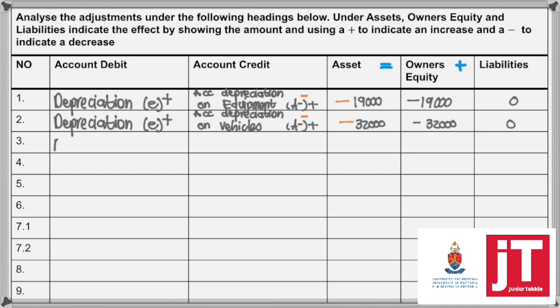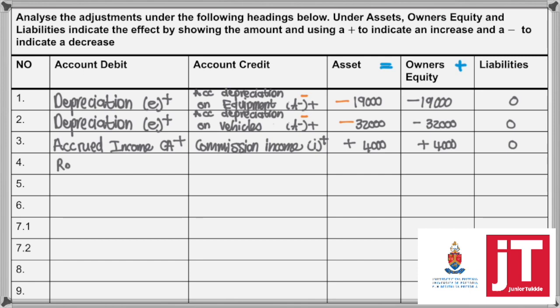Number 3 is accrued income for commission income that is still owed to us. So we debit accrued income, an asset, money that has to come into the business, and I have to record the income for the current financial year, therefore plussing the income. So I'll plus assets with 4,000 Rand, and I'll plus equity with 4,000 Rand.